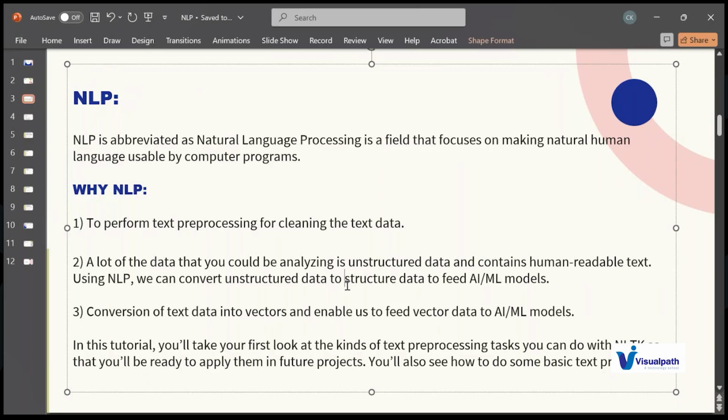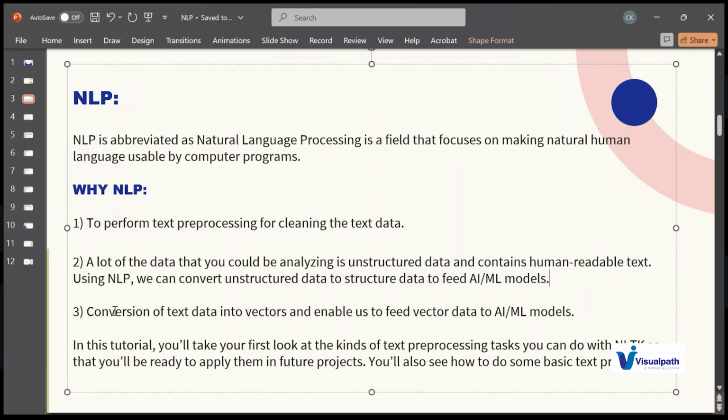Why we have to convert into structured data is because whenever you want to train any machine learning models or AI models, these models require structured data directly. To train any model we require structured data. So that is the reason why we take the unstructured data and convert it to structured data. We feed this structured data to the AI models, so that they learn from the data and start doing the prediction. That is the second reason why we use NLP.